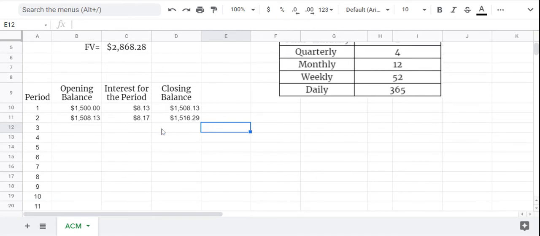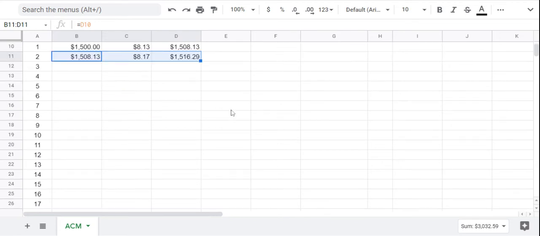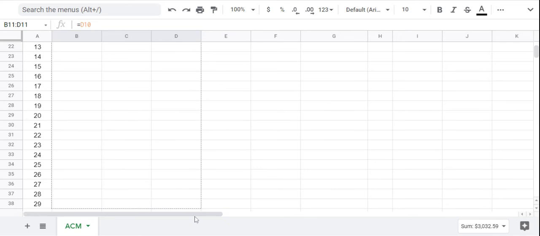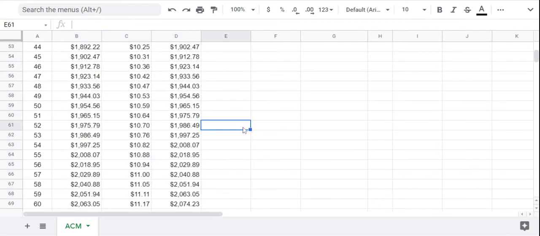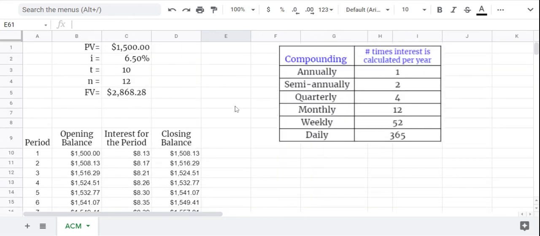And you know what? Once I've done the first two, that's all I need, because now the way I set it up, I can just click, hold this, and drag this down, and all my data for 60 periods will be calculated. So I'm going to drag this down all the way down to 60 periods. Whoa, look at that. So pretty amazing. I have built the amazing compounding machine.